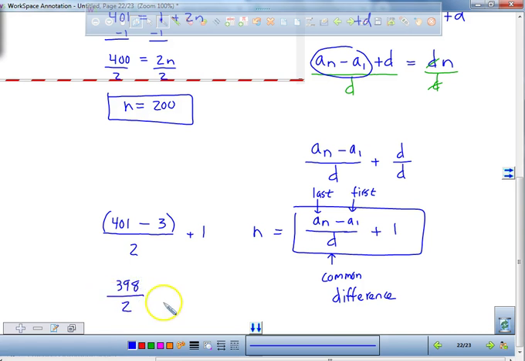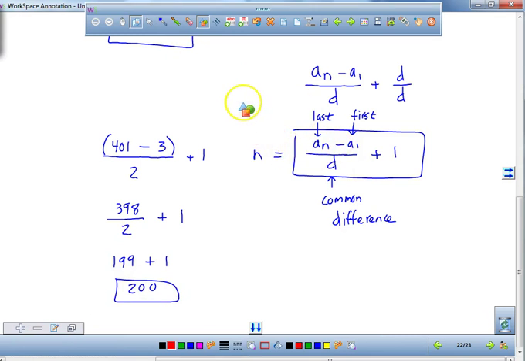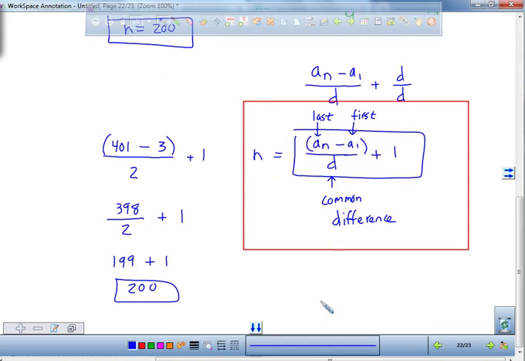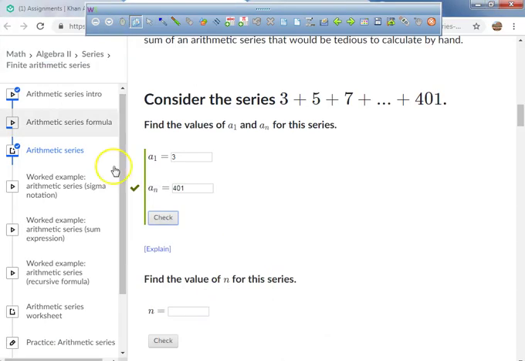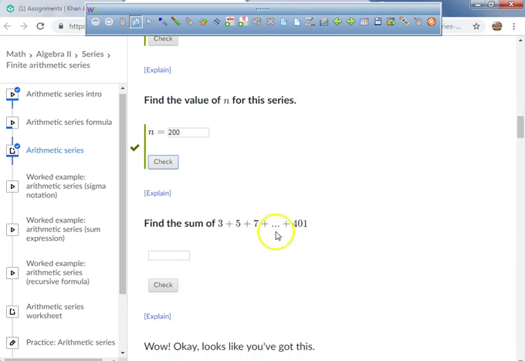398. What is 398 divided by 2? 199. What's 199 plus 1 equal to? 200. All right, so what formula do you need to have in your journal? That right there. That's the formula that you need to have in your journal. I'm going to go ahead and put parentheses right here. All right, 200.